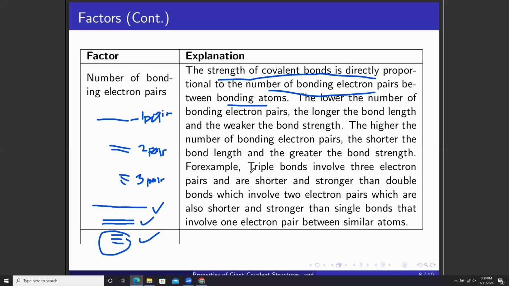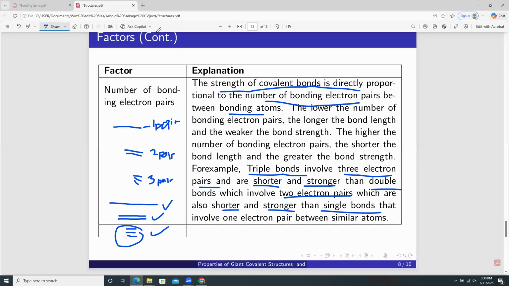Moreover, I emphasize it here, colleagues. Triple covalent bonds, which involve 3 electron pairs, are shorter and stronger than double bonds, which involve 2 electron pairs, which are also shorter and stronger than single bonds that involve 1 electron pair between similar atoms. So that is the effect of bonding electron pairs. So let me first stop this here.